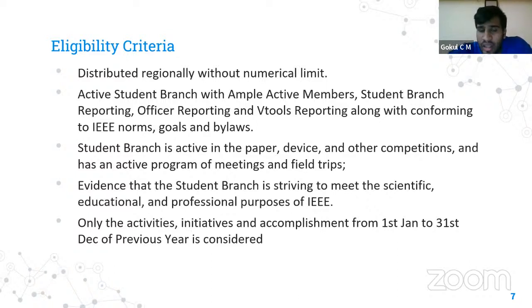Then officer reporting. Officer reporting is another major part which is done once a year, where new office bearers take charge, and the student branch reporting is done along with this officer reporting. Then another important part of running an IEEE student branch is VTools reporting, where all our activities, starting from administrative activities to technical, non-technical, and humanitarian activities, are reported. All our events, activities, initiatives are reported in VTools. So VTools reporting is another mandatory one.